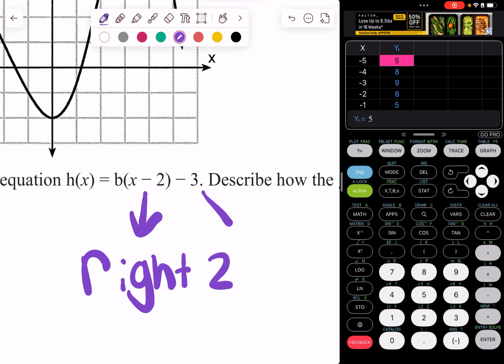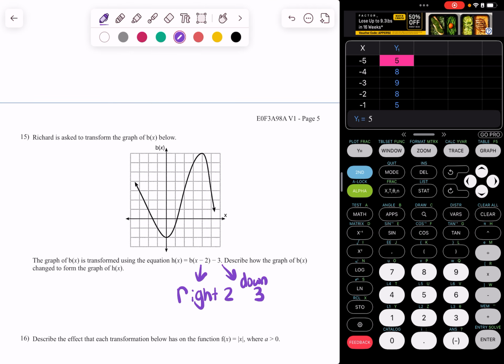And then this number, negative 3, the number on the outside makes it go up or down, but it's what you would actually think, so this is down 3. That is our two transformations of what would happen. They would take each of those points in the graph, and they would move each of them to the right 2 and down 3. It would keep the same shape. It would just be transformed or shifted.